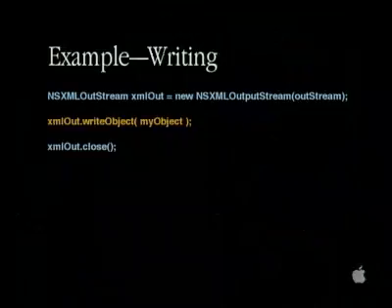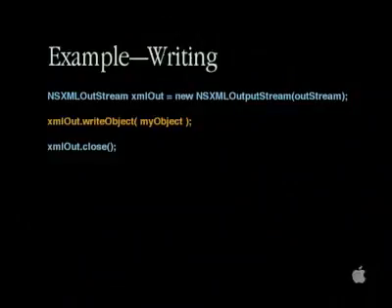So here is an example of how to write out that particular object. You must have seen this before if you have used binary serialization, the last two lines at least. You instantiate an NS XML output stream. You write out the object, and you close it. That's it. Now, I want you to focus hard on the next slide because it's going to be really complicated for reading it in.